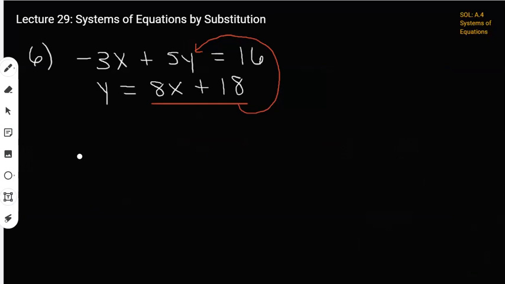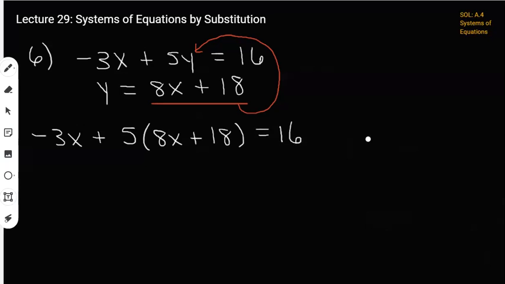Okay. So I'm going to plug this into y. I get -3x plus 5y. In the place of y, I'm going to put 8x plus 18. And then everything is equal to 16 at the end, right? So all I'm doing is taking that top equation and replacing y with 8x plus 18. That's pretty much it.